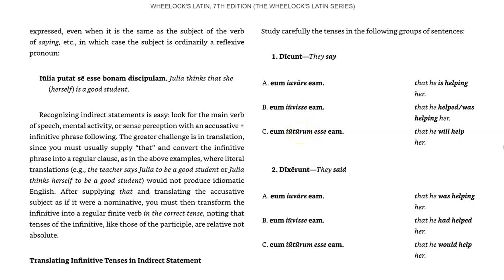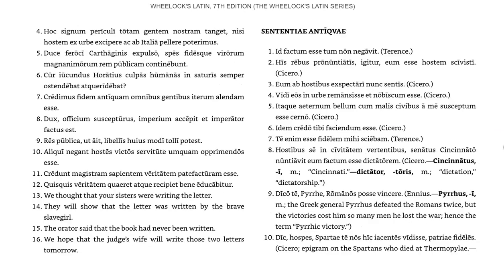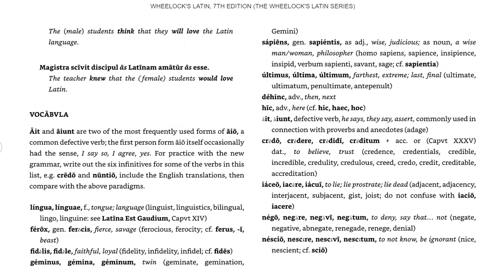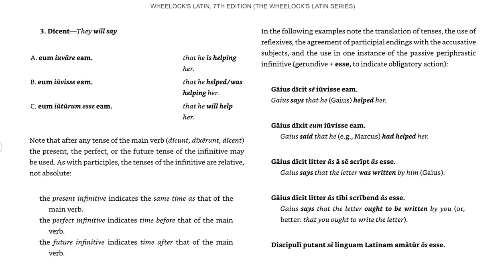So if we look at, let me see if I can find this one readily here. So we have susceptum esse cerno. Let's look for the participle in esse. Go back here. And so here's esse right here. And you can see, because we have the present tense, in this case cerno, when you have esse, that we have to translate it as the future.